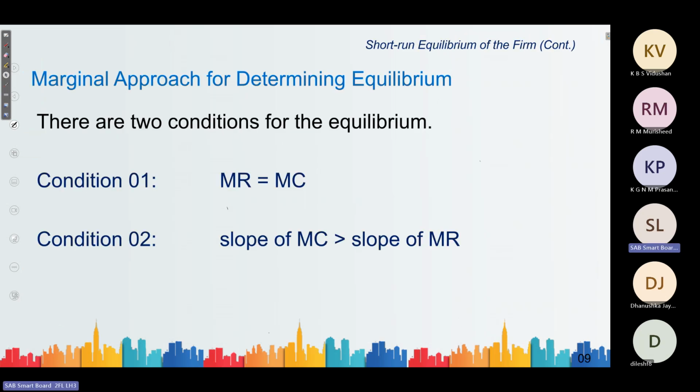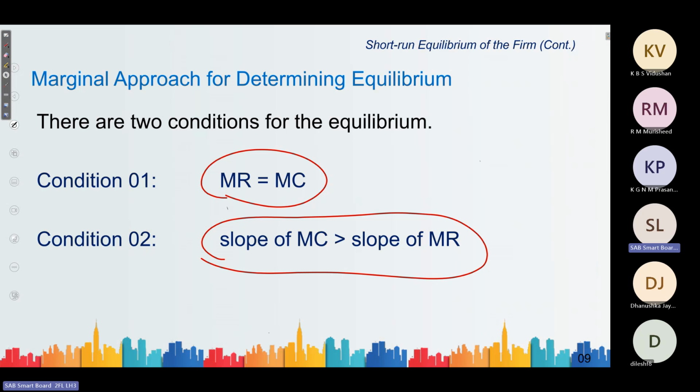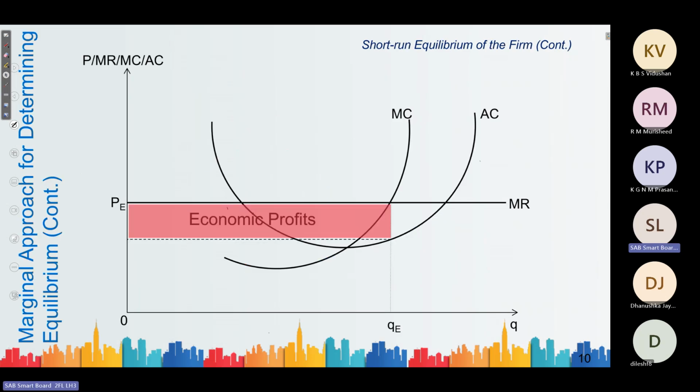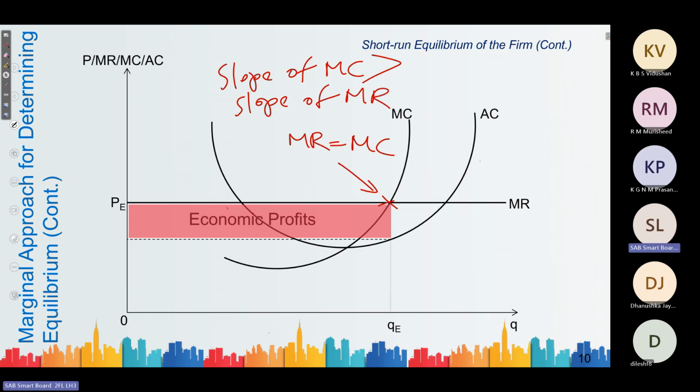In the marginal approach, we should follow two conditions. MR should be equal to MC. At the same time, slope of marginal cost should be greater than slope of marginal revenue. So nothing is different. Here we have the MR equal MC condition, and the second condition is also satisfied. What is the second condition? Slope of MC should be greater than slope of MR. Slope of MR is 0. Slope of MC is positive. So the second condition is also satisfied here.